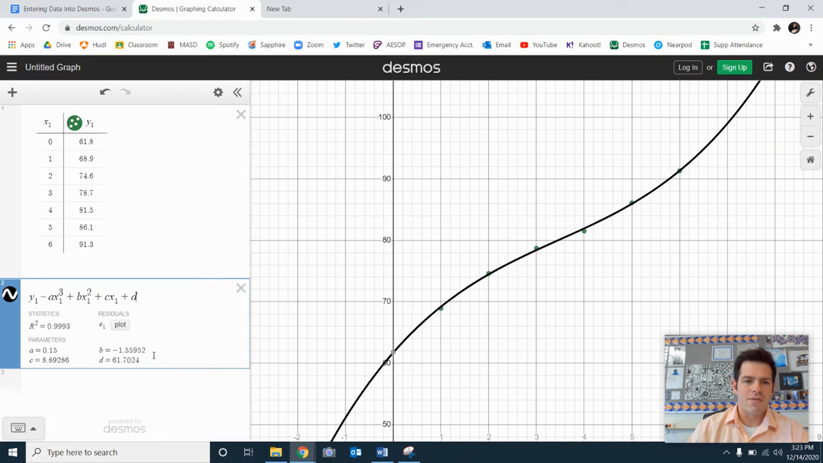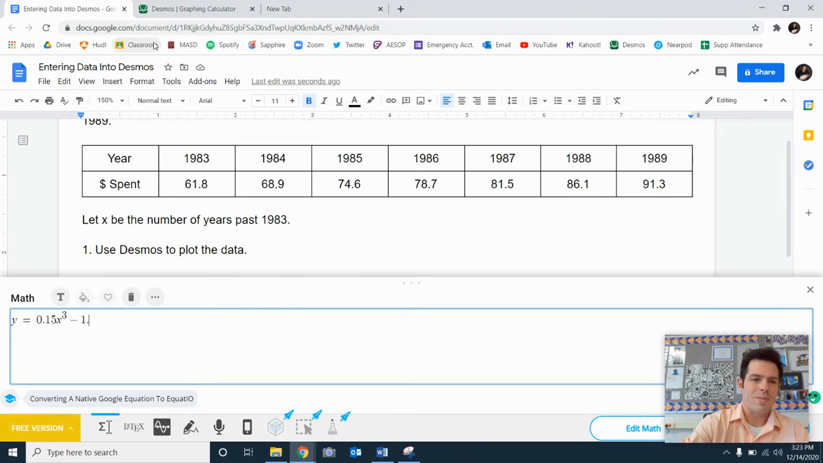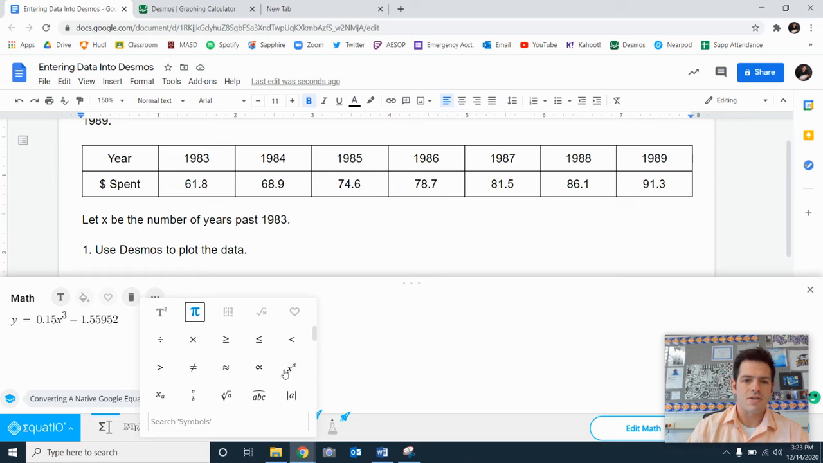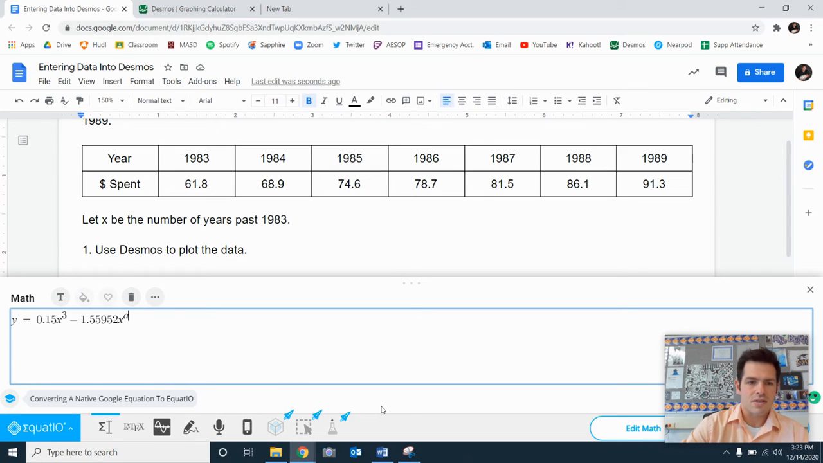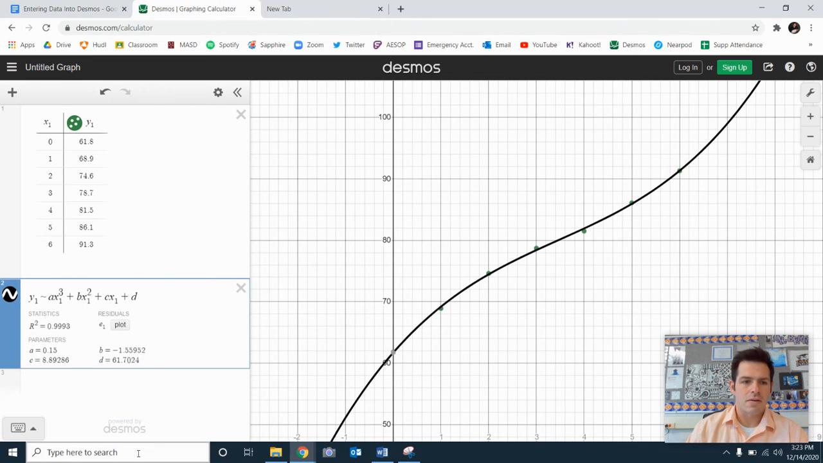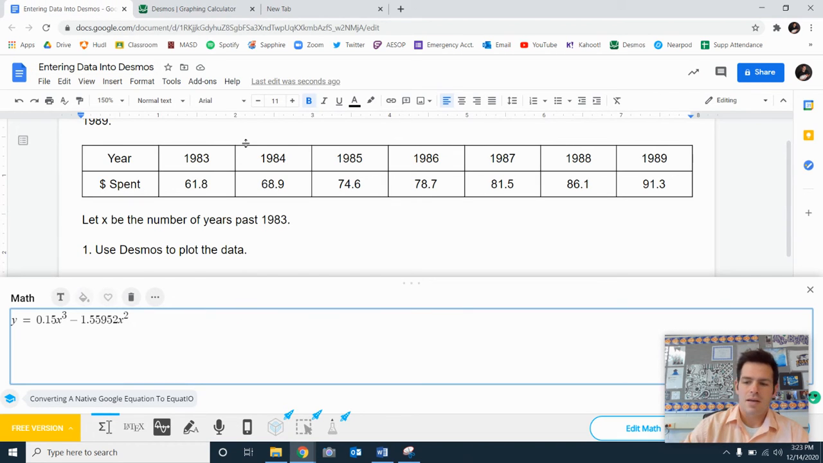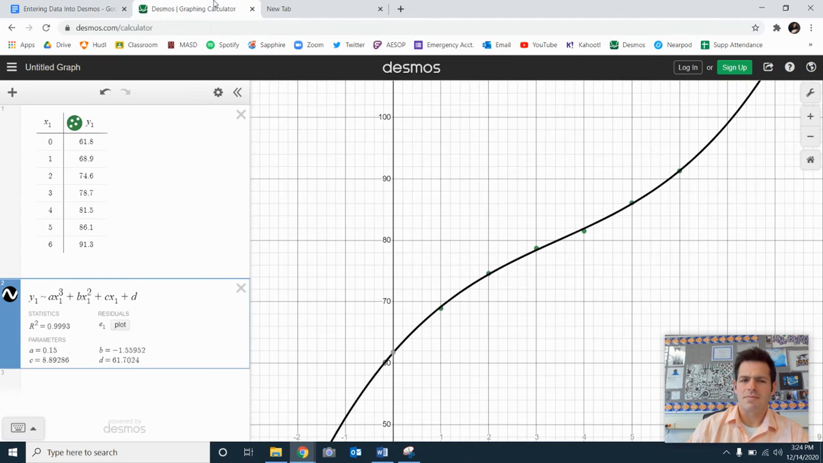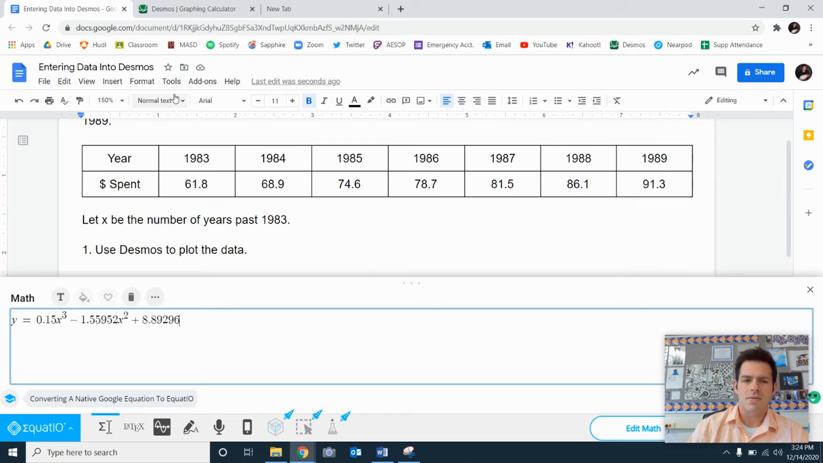Our B value, negative 1.55952. Of course, we've got the x squared on the back end of that. I might be able to type this into Equatio just like this. I'm not, but that's okay. I'll just push the back button and get 2 in there. Our linear term, 8.89286. That was close.